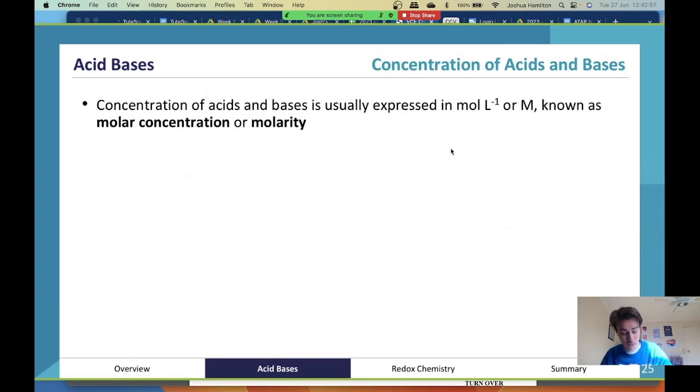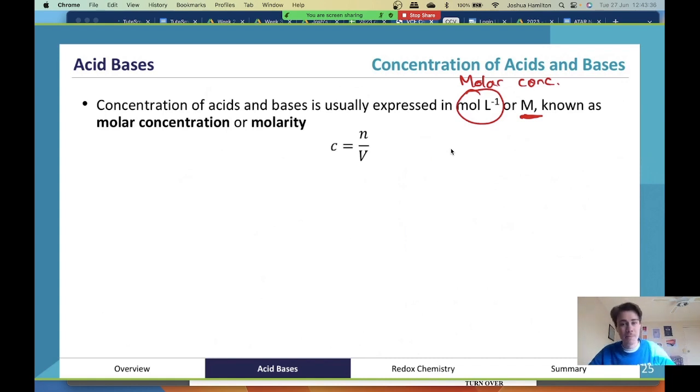There's a few equations that are really important when we talk about our concentrations of acids and bases. The concentration of acids and bases is usually expressed in moles per liter, which we write as big M, or molar. When we say molar concentration, we write it as a big uppercase M. This is known as molar concentration or molarity.